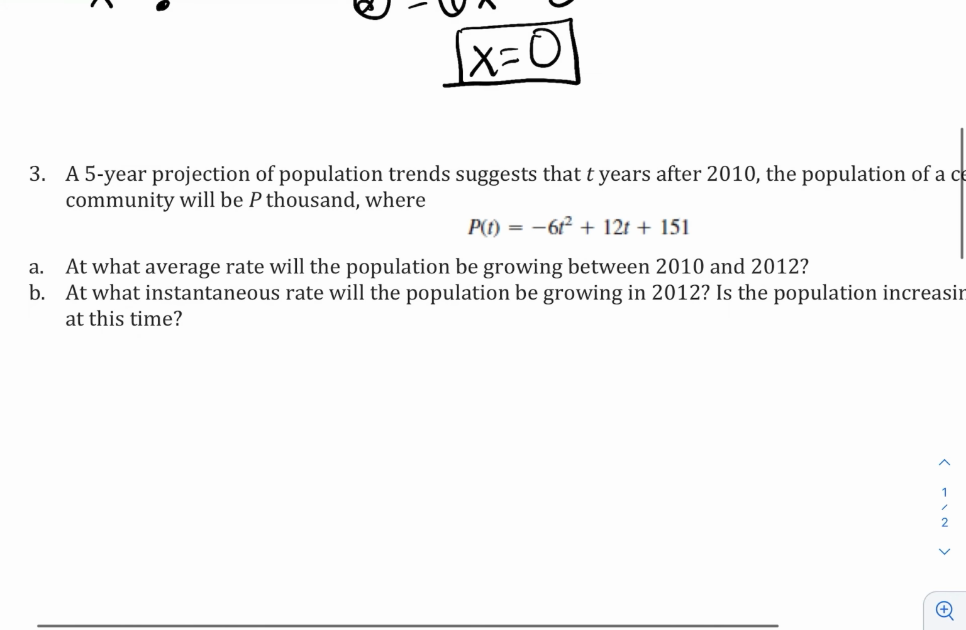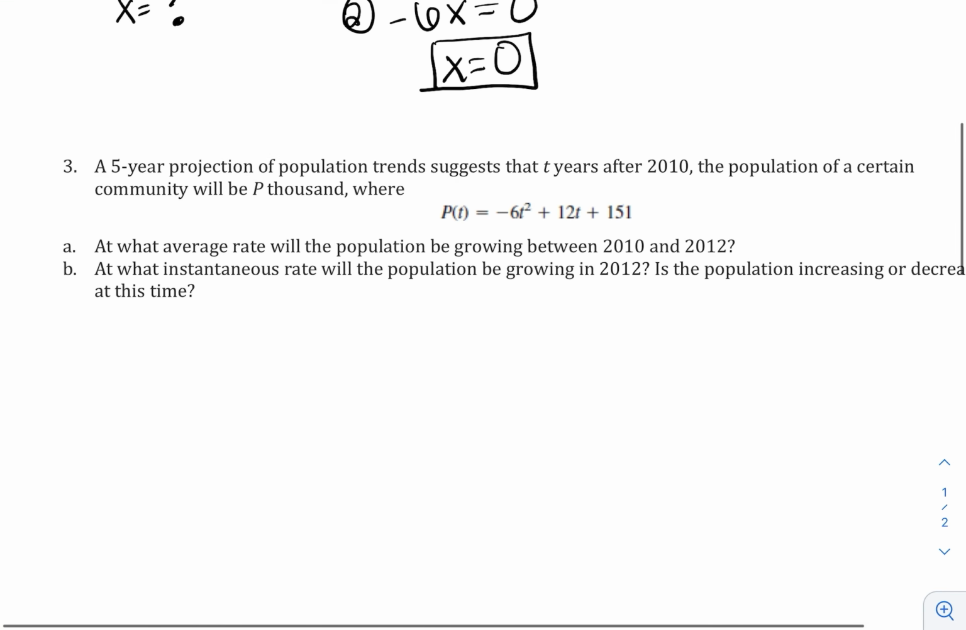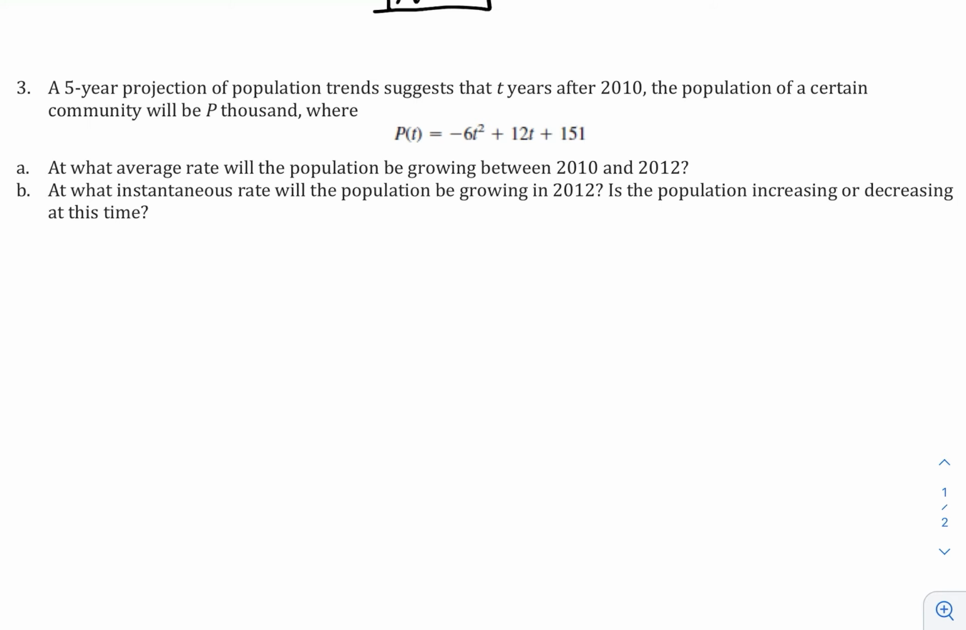All right, let's do an application problem, a population one. So a 5-year projection of population trends suggests that T years after 2010, the population of a certain community will be P,000, where you're given the following function. At what average rate, so here we are, we're starting to get the average rate, will the population be growing between 2010 and 2012? And then part B is at what instantaneous rate?